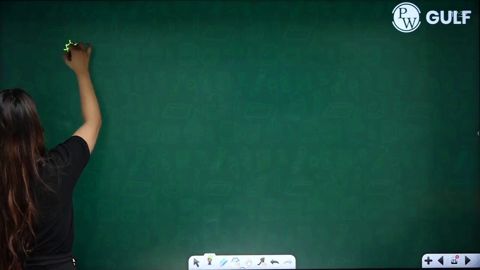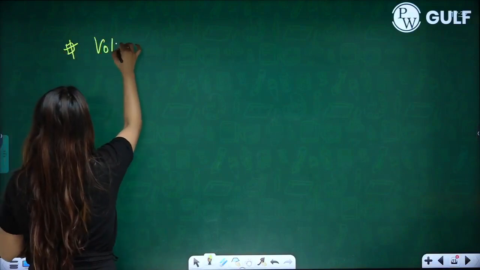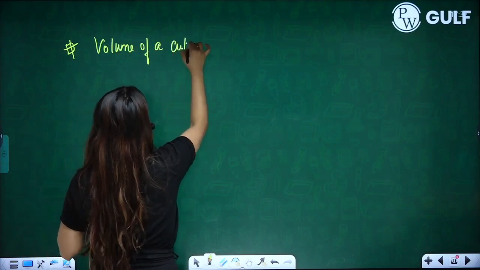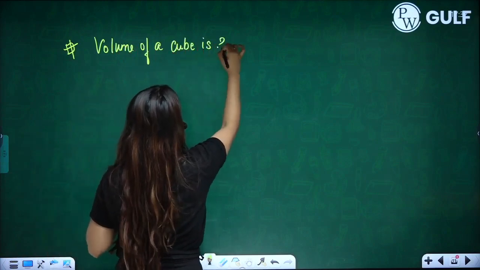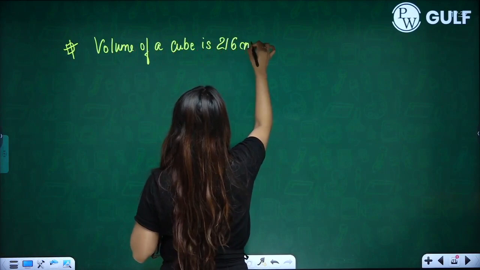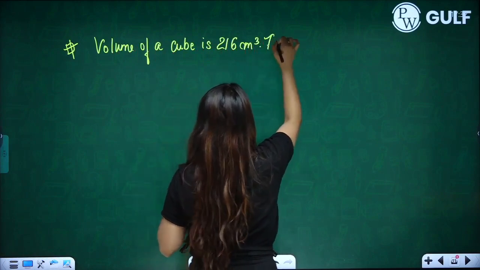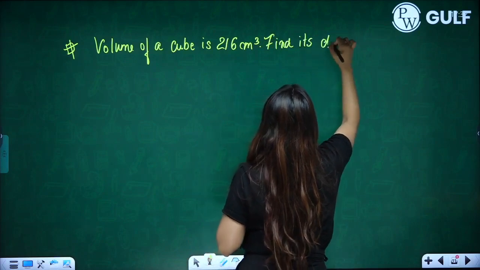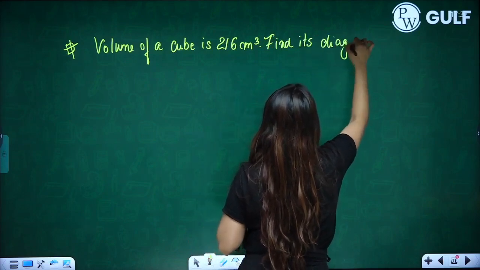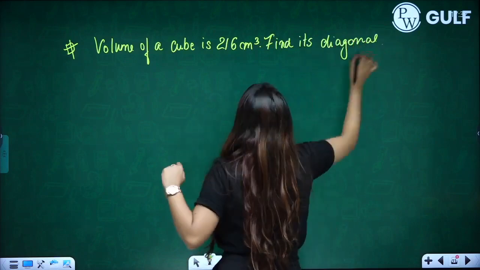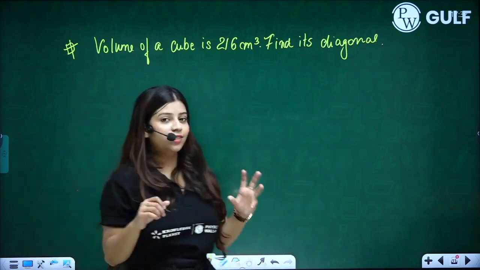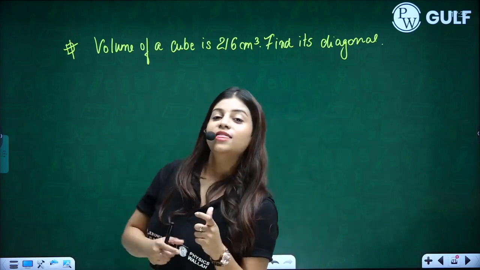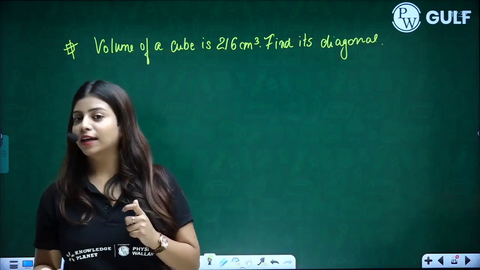and the question be that the volume of a cube is 216 centimeter cube, find its diagonal. Right, this can be one of the questions that you might see in your exam. Now first of all, just look at the question. They have asked you for the diagonal given that the volume of that thing is given to you.